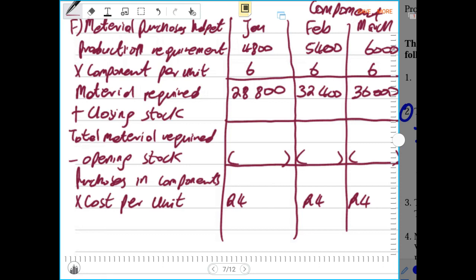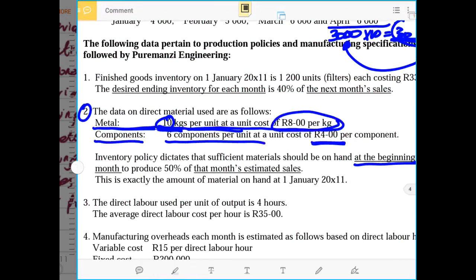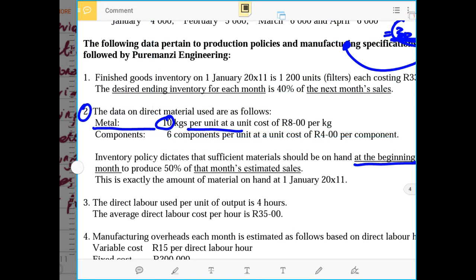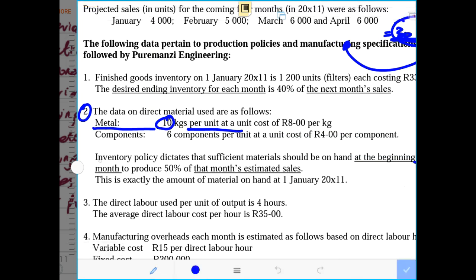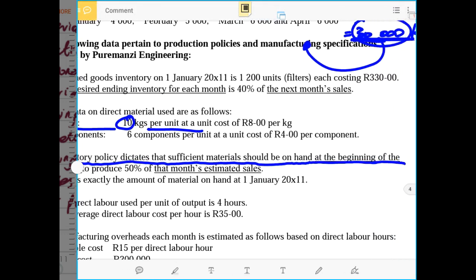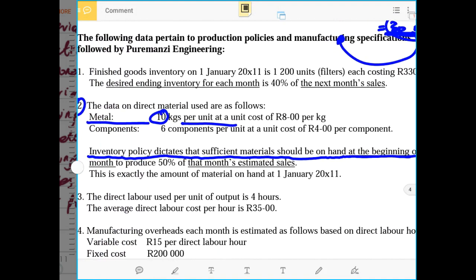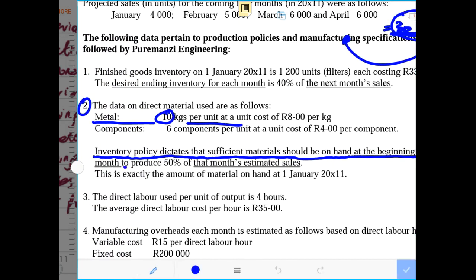So now we first have to check, do we have the closing stock? Can we calculate the closing stock? And the question is, we cannot calculate the closing stock because we first need to know the opening stock, so that we are using the opening stock to calculate the closing stock. So now they said again, inventory policy dictates that sufficient material should be on hand at the beginning of the month to produce 50% of that month's sales.